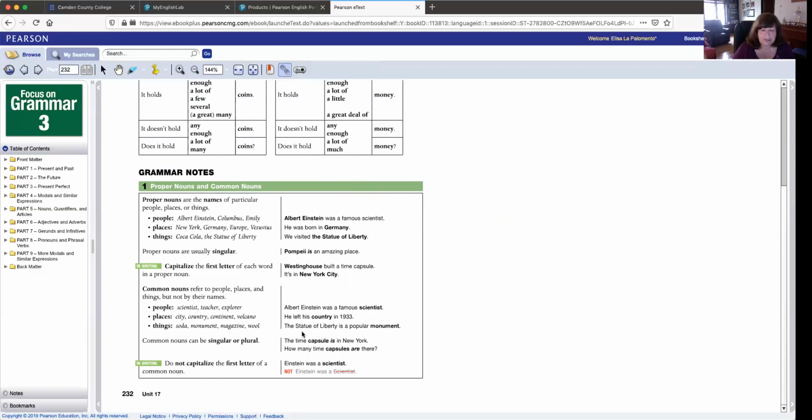I'm sorry, here are some examples. So look at people. Example, Albert Einstein was a famous scientist. Albert Einstein, proper noun because this is the name of a person.